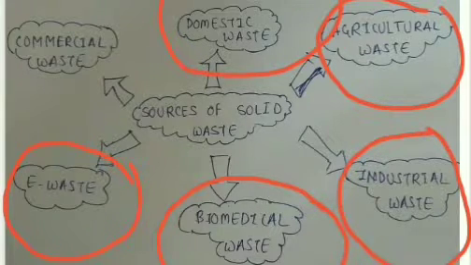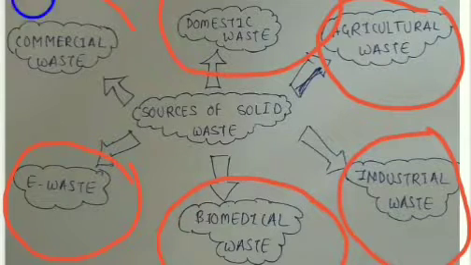Second is IT and telecom. In IT and telecom, personal computers, monitors and laptops are there. And the third important category is consumer equipments. In consumer equipments, television and mobile phones represent consumer equipments. So this is all about e-waste or electronic waste.